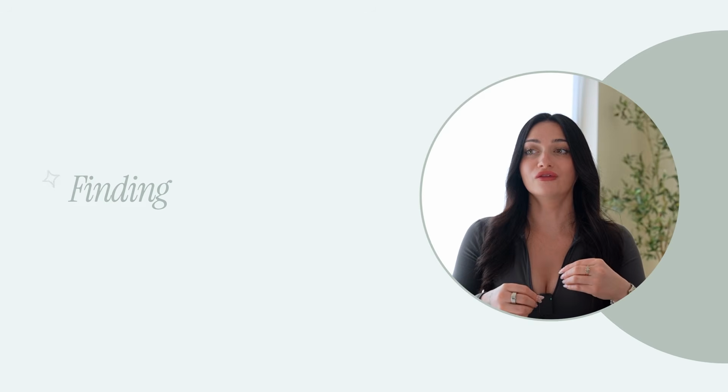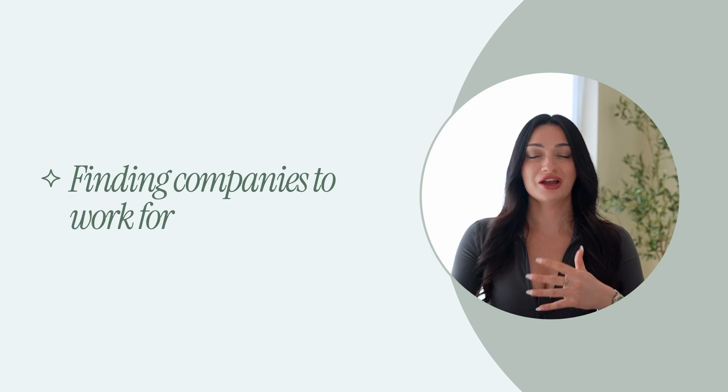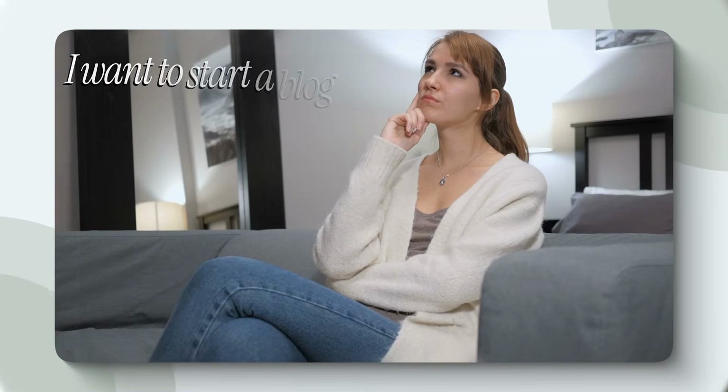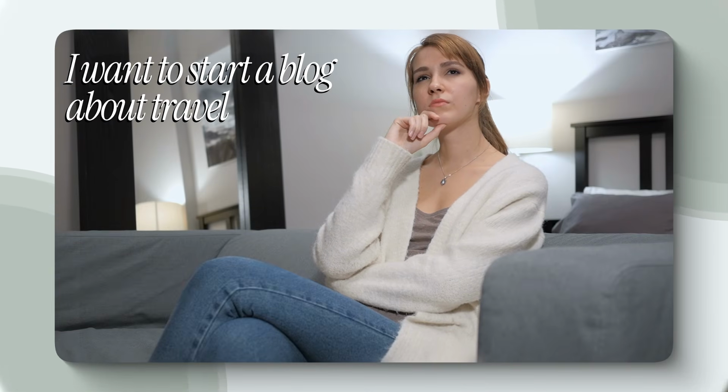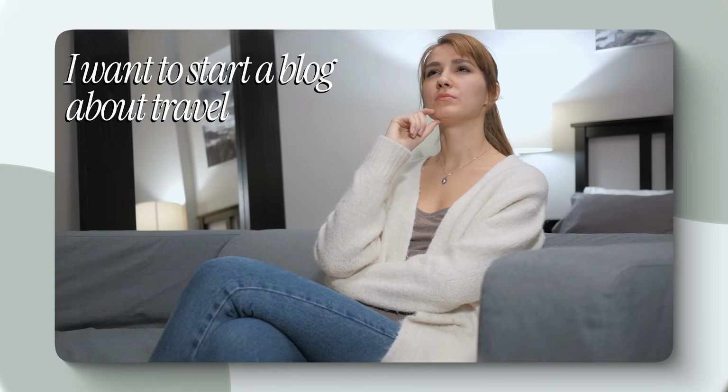And once you have a niche in place, that's when we can actually go on to the step of finding companies to work for. This is one of the parts that people get stuck on. They're like, okay, I want to start a blog about travel, but how do I actually get these brands to pay me to talk about them? And that's why we need an affiliate marketing platform to promote ourselves on and actually get these custom unique links. So we do have to go through a platform.